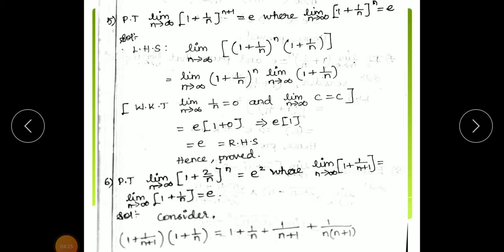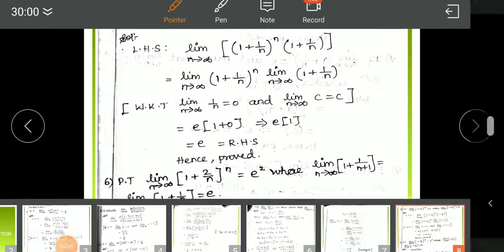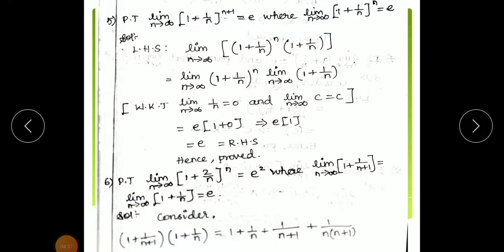So we are going to prove that, but we have got the answer as 0. So here, limit n tends to infinity (1 + 1/n)^n × (1 + 1/n). We can split like this as the left hand side, and then we are going to prove the answer as e as the right hand side here, but they have given the condition that (1 + 1/n)^n is e, so we can write this.